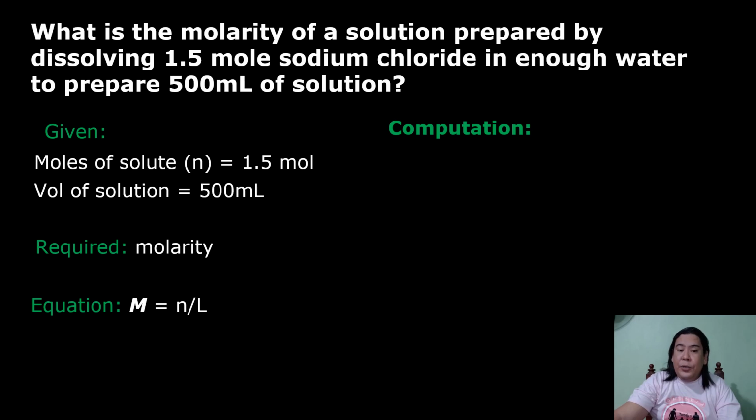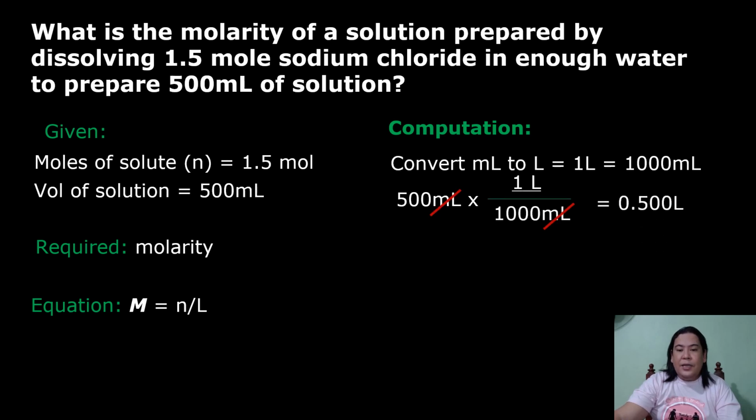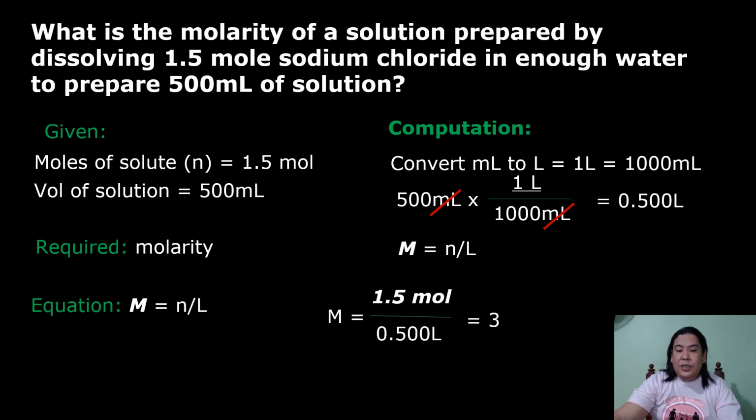Since our volume is in milliliters, you have to convert first the volume of solution to liters. So this is how to convert. 500 ml, every 1 liter there is 1000 ml. Cancel the unit, and then you will get 0.500 liters. And then now we can use the equation. M is equal to 1.5 mole, that is your N, divided by 0.500 liters, then you will get 3. Since our least number of significant figures in our given is 2 significant figures, just simply add 0 in your final answer.